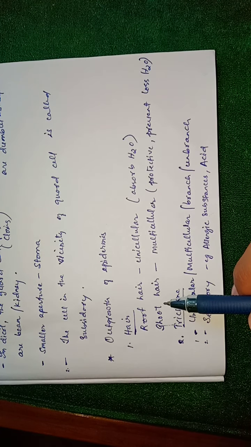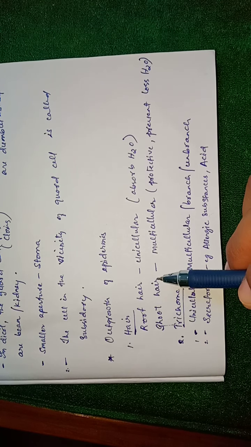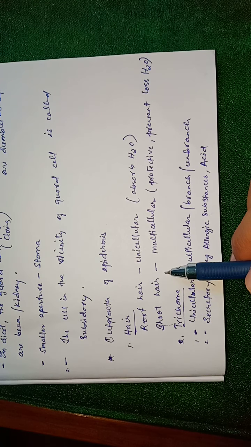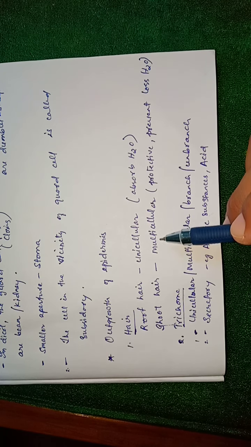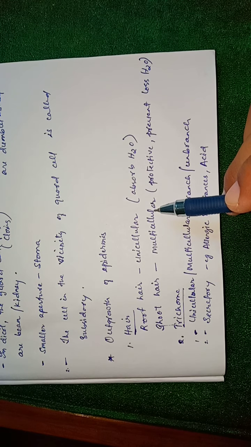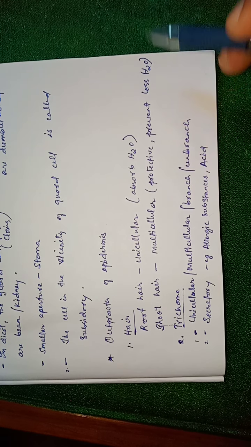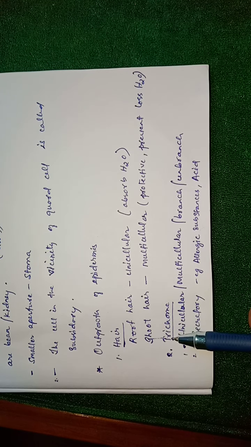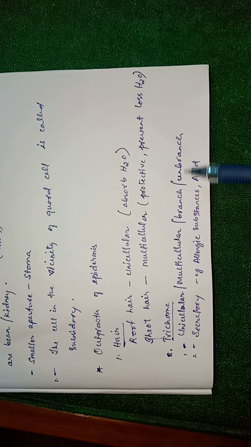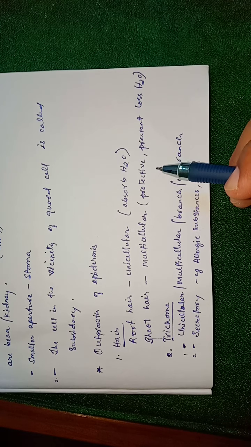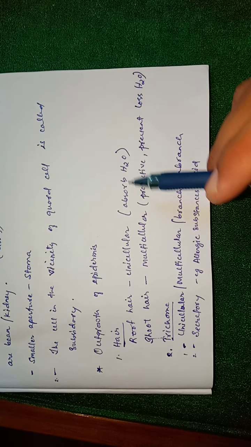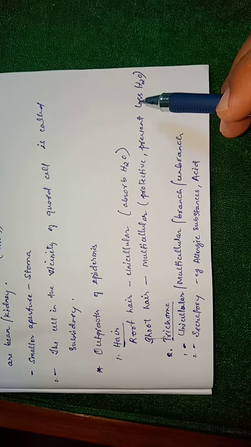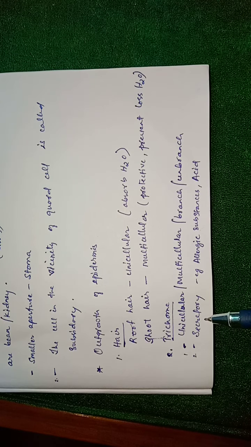The second is the shoot hair. Those hairs found in the shoot are called the shoot hair, and these shoot hairs are multicellular in nature, and the main function is to provide protection or prevent loss of water from the body. The second outgrowth is the trichome. The trichomes are also epidermal outgrowths, and they can be unicellular, multicellular, branched or unbranched. They perform a variety of functions ranging from protective to prevention of loss of water to secretory functions.